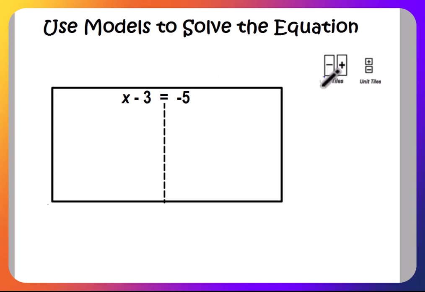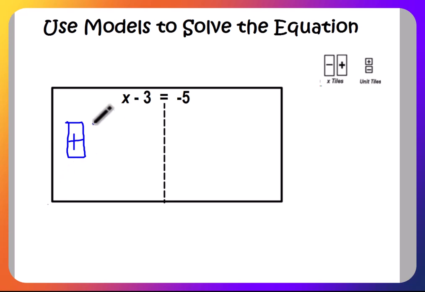Okay, so here we go. I've actually put the models here for you, positive and negative x tiles, positive and negative unit tiles. So we're going to start. This is called an algebra mat, and there's usually a line underneath that represents your equal sign and splits your equation up into a left side and a right side. So over here on the left side, we need to model one x tile. It is positive. Your x tiles can be vertical, like mine, or you could turn it horizontal. It's up to what you prefer.